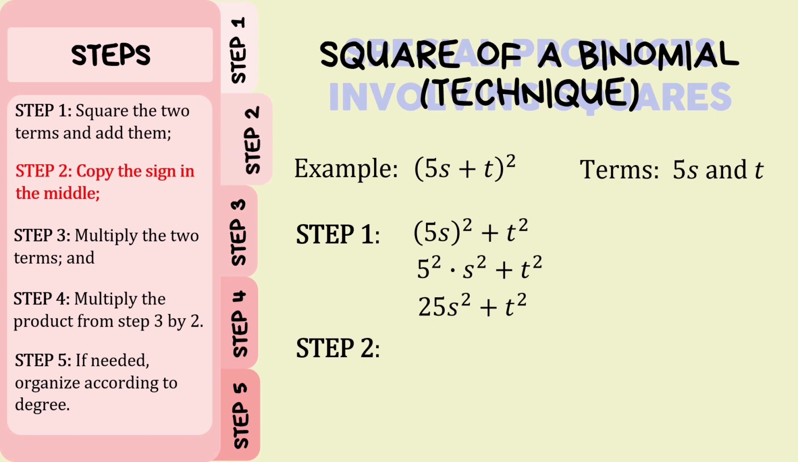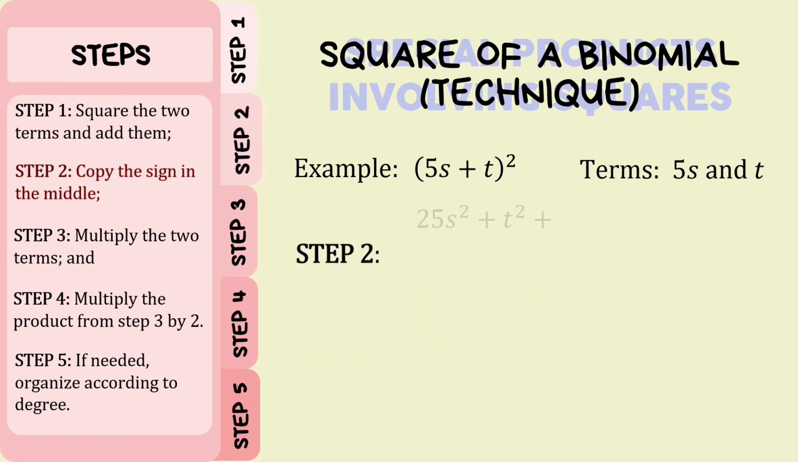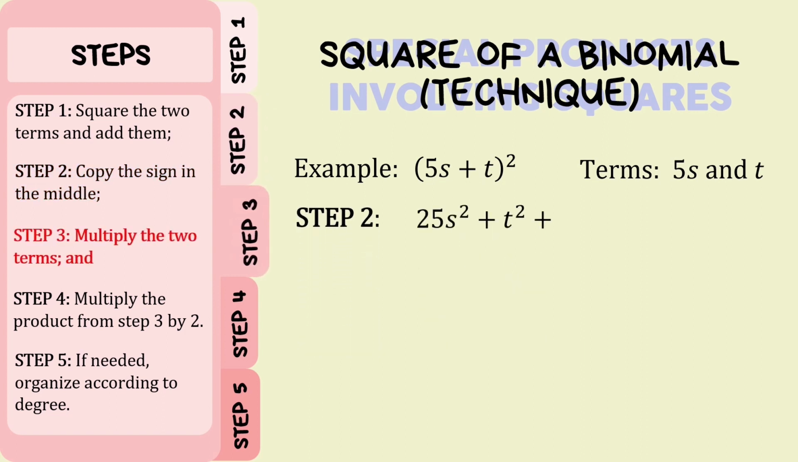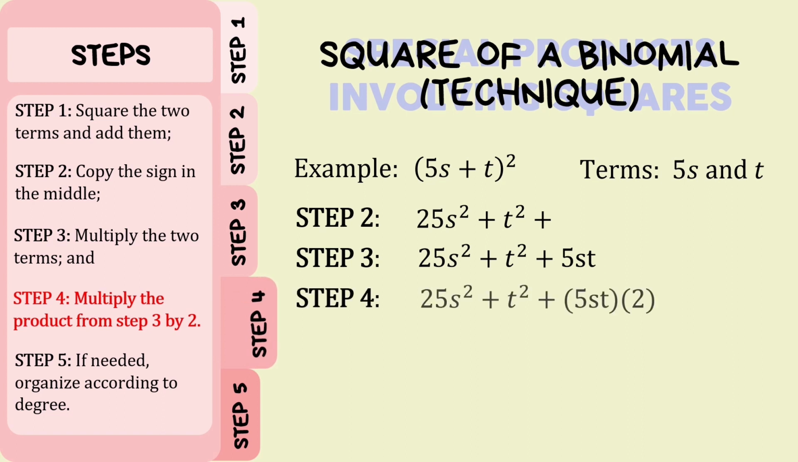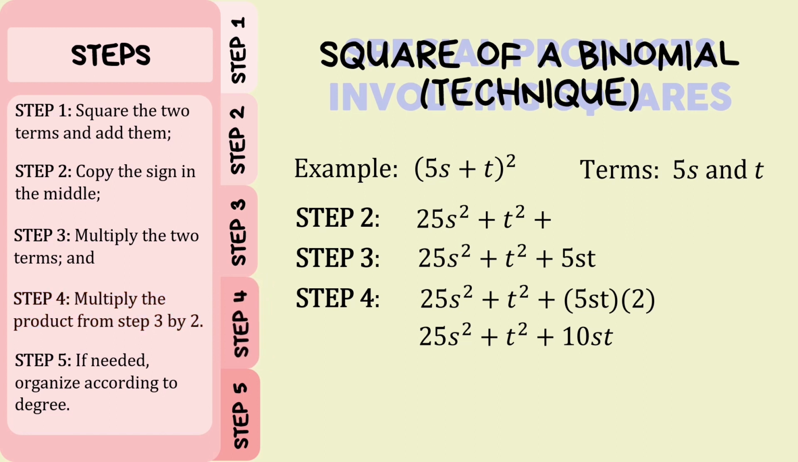The next step is to simply copy the sign in the middle. Since our sign here is plus, we will just copy that. The next is to multiply 5s and t, so that would just simply be 5st. Step 4 is to multiply the product from step 3 by 2, or simply twice the product from step 3. The 5st we have obtained earlier will be multiplied by 2, so that makes it 10st. This will then be the product.